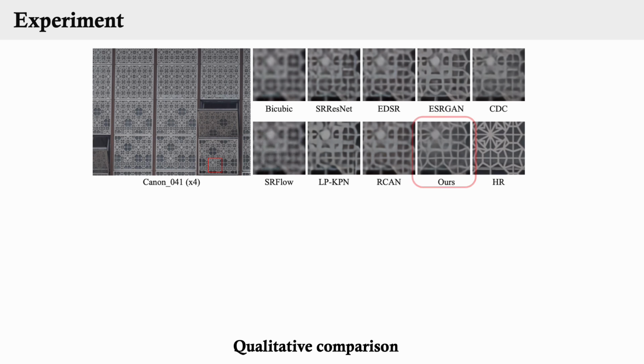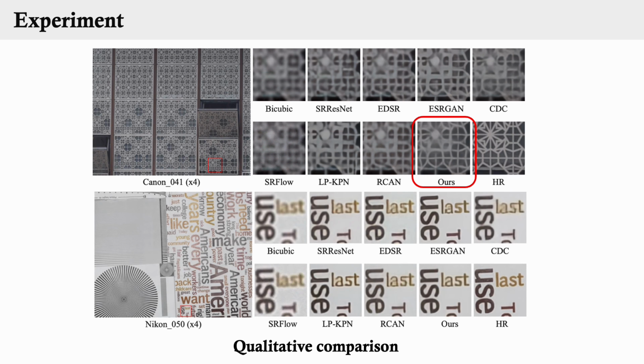In the example in the first row, our result recovers clearer and sharper edges, with a higher similarity to the HR texture. In the second row, the text in our results behaves more naturally and has fewer texture artifacts.